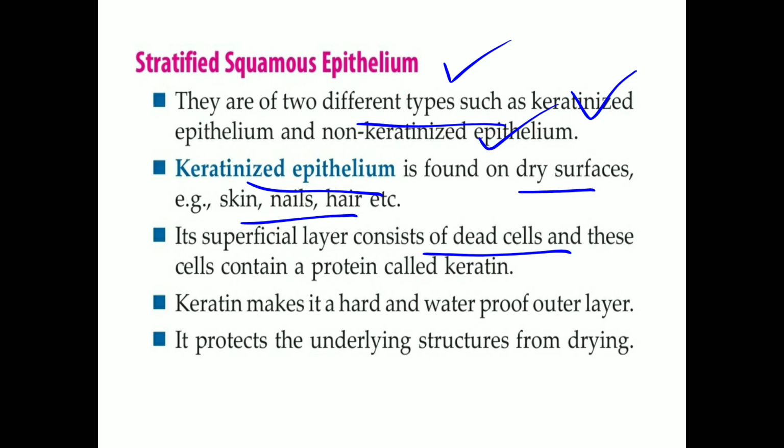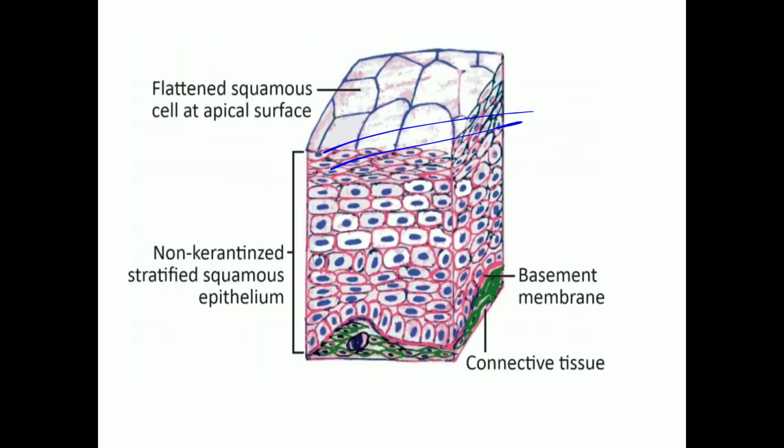The superficial layers are dead cells, and these cells contain a protein called keratin. And the keratin makes it a hard, waterproof outer layer. This protects the underlying structures from drying. It prevents drying of the skin, hairs, and nails.